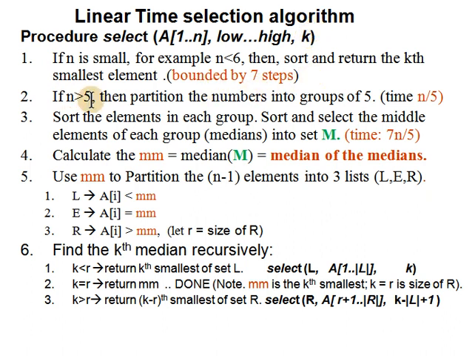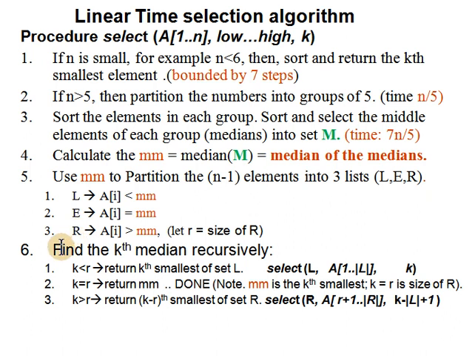If n is greater than 5, then we divide into groups of 5 and proceed recursively. What we do is sort the elements in each group, select the middle element of each group, the medians, and form a set called M. Then calculate the median of medians, MM, and use MM to partition the original A into less than, equal to, and right side, and let r be the size of R.